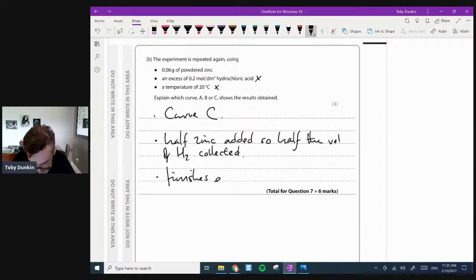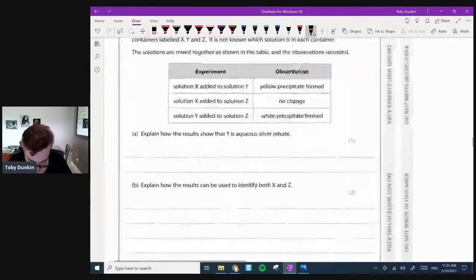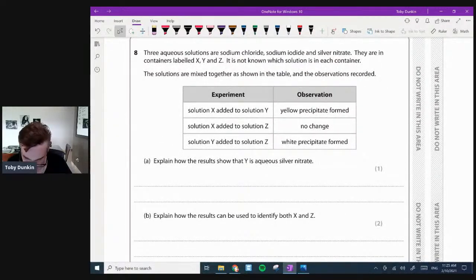Finishes earlier due to half amount of zinc. It's going to be interesting to mark. Next, chemical tests. So silver nitrate, sodium chloride, sodium iodide, labeled and so on.